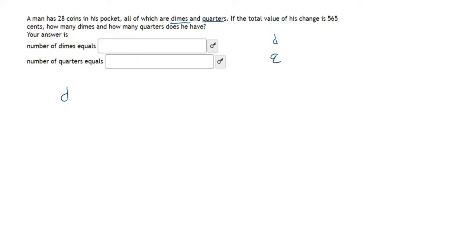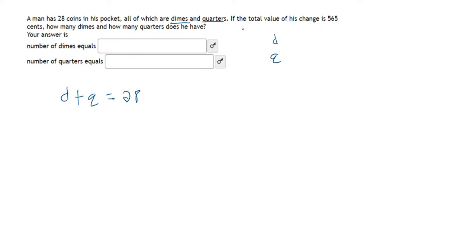plus however many quarters he has must be equal to 28. All right, so that's our first equation.